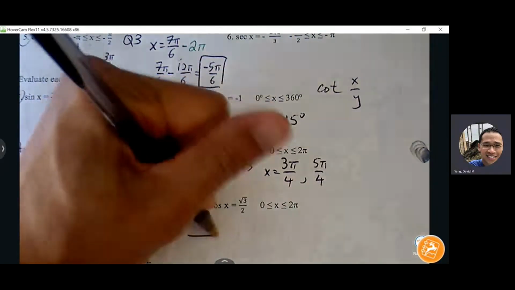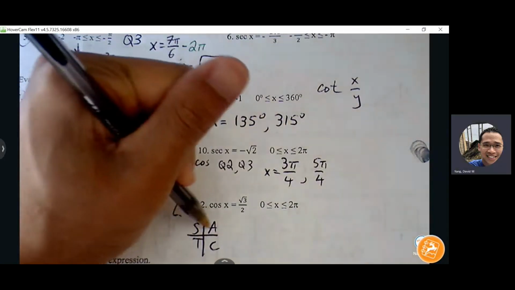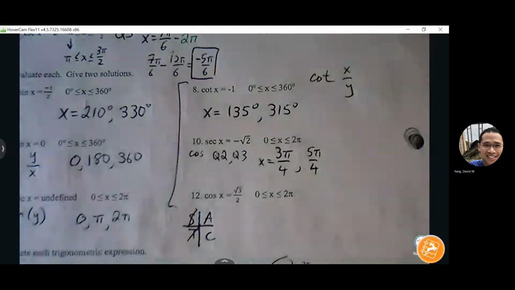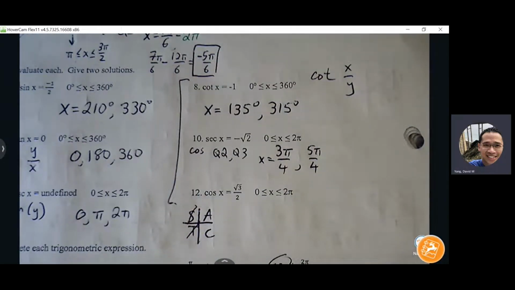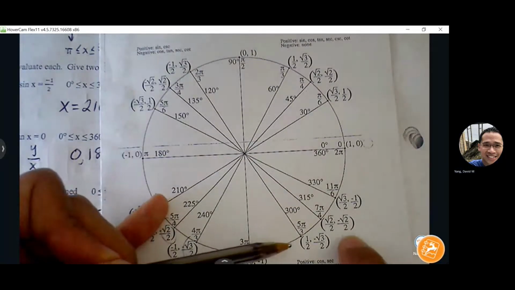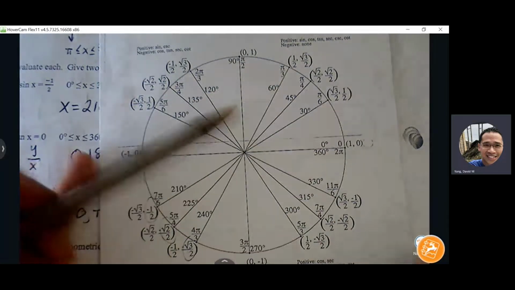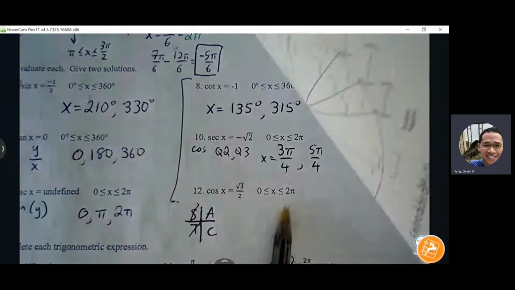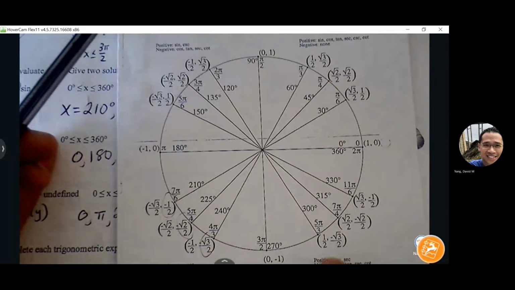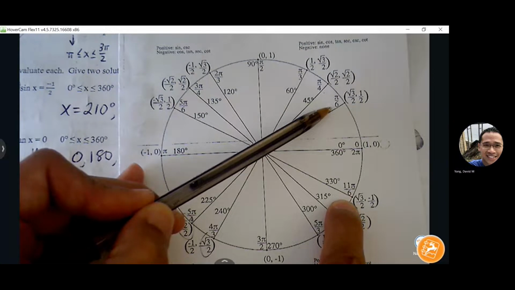Okay. Cosine is positive √3/2. That's the x value. So we know we're looking in the first and fourth quadrant. Where's cosine going to be √3/2? Quadrant 1 and 4. What are my angle measures in terms of radians? Pi/6 and another pi/6 in the fourth quadrant.